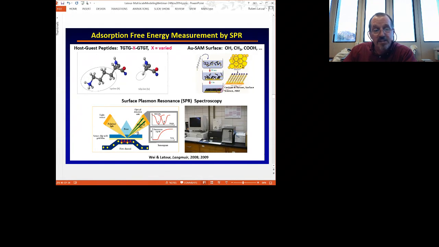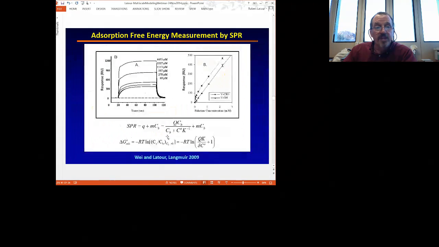And surface plasmon resonance is a technique where you measure the mass adsorbed in real time, and it's very effective to get adsorption isotherms, where you do your adsorption experiments over a range of concentrations, and you measure the equilibrated amount of protein adsorbed under each concentration. And from this, here's a typical kind of data plot where we look at the amount adsorbed under different solution concentrations. We plot the response, and we work out the equations then to give us the free energy of adsorption for each of our peptides using this method.